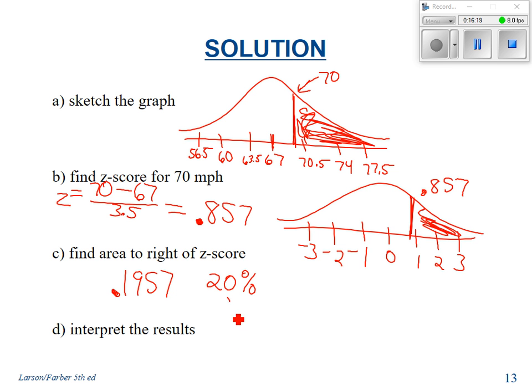And that would be our interpretation. What's that tell us? Tells us that 20% of all the cars out on the highway are going faster than the speed limit. It's kind of low. Yeah, it probably is. It's probably low because that mean is 67.